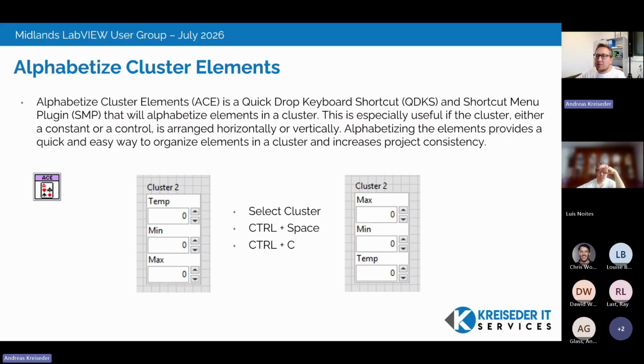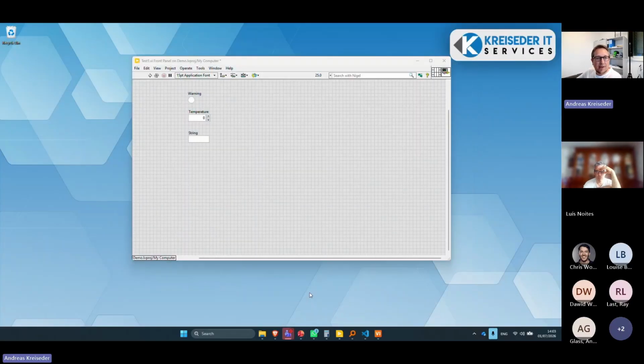So that's one that I found recently, which is a way that you can easily order elements in a cluster, for example, with a shortcut. It depends if you want it. I personally typically order them more in a chronological way, how they are used. But if you prefer that, there is a nice add-on to order it automatically.